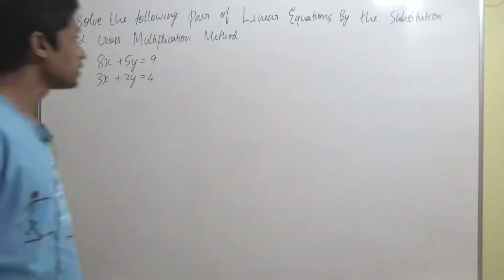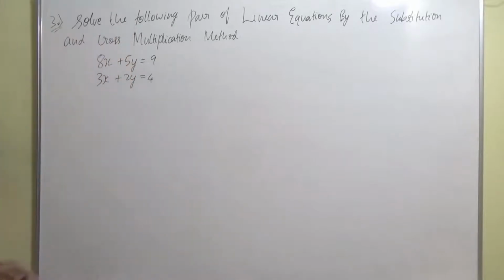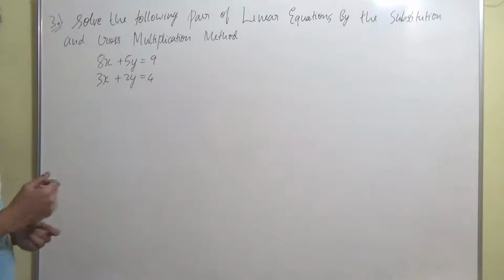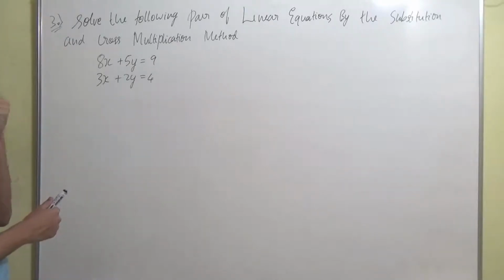So now let's go to the third question, guys. The third question says: solve the following pair of linear equations by substitution and cross multiplication method. They have given us two equations, 8x plus 5y equal to 9 and 3x plus 2y equal to 4. Now we have to solve them using both first the substitution method and then the cross multiplication method.